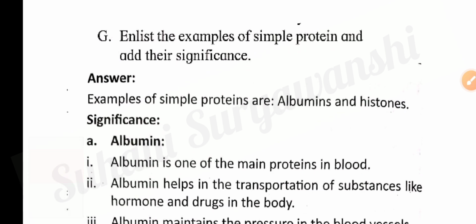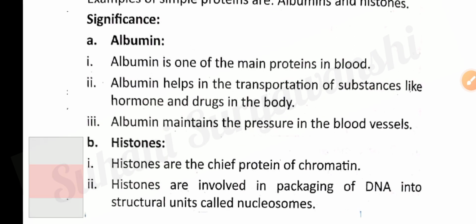Next question G. Enlist the examples of simple protein and their significance. Answer. Examples of simple proteins are albumins and histones. Significance. A. Albumin is one of the main protein in blood. Second, albumin helps in transportation of substances like hormone and drugs in the body.